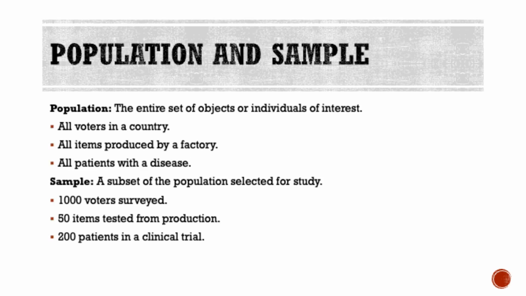Now let's define two fundamental concepts, population and sample. The population is the entire set of objects or individuals of interest. This could be all voters in a country, all items produced by a factory, or all patients with a disease. The sample is a subset of the population selected for study. We survey 1,000 voters, test 50 items from production, or include 200 patients in a clinical trial. The sample is what we actually observe and measure, while the population is what we ultimately want to understand.